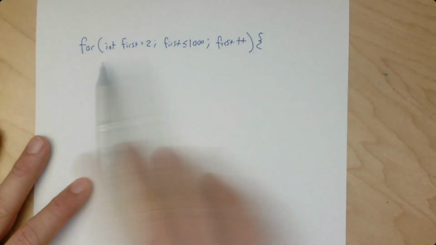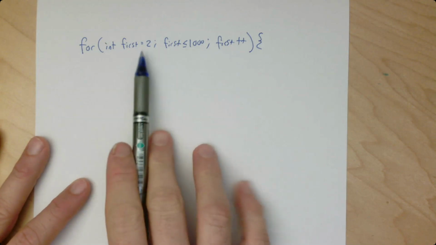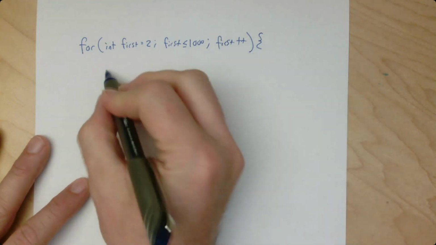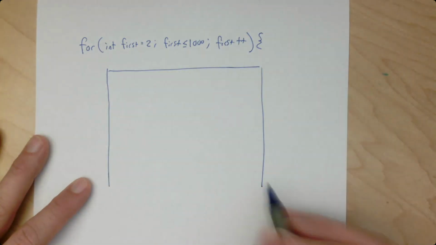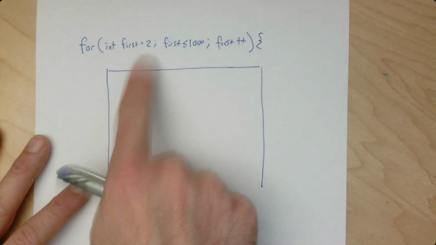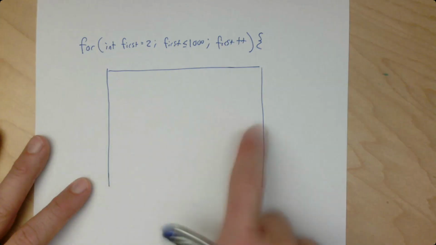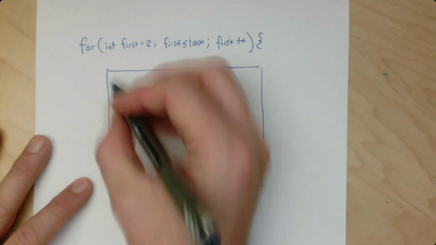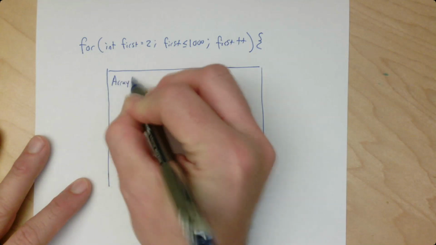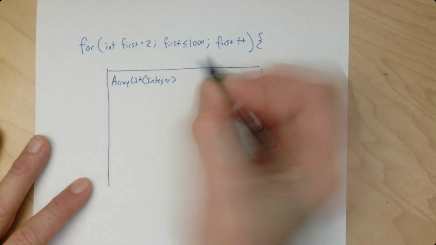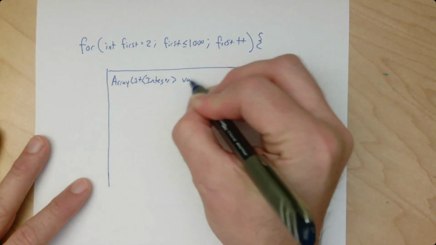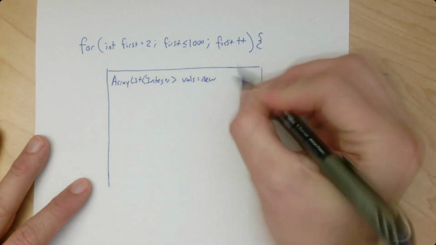Okay, so I'll start the same way. I'm going to loop over all the possible starting values from 2 to 1,000. And then I'm thinking I'm going to have a chunk of code here whose job is to take the starting number and generate all the rest of the values in the sequence. Only this time, I'm going to make an array list of integers, which I will call vals equals new array list.